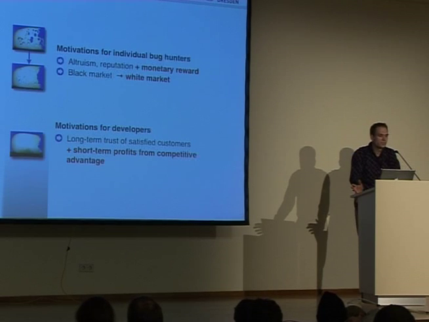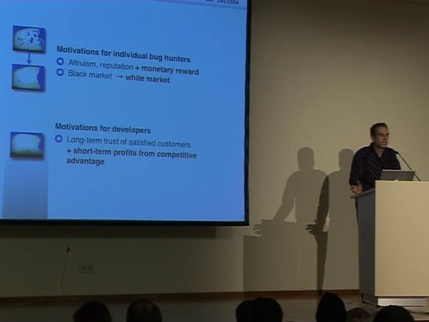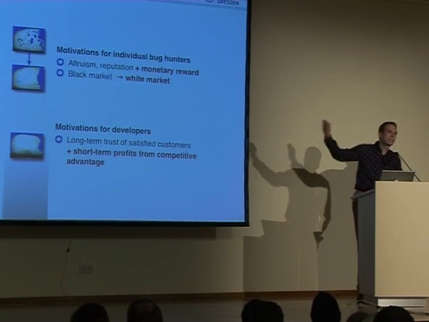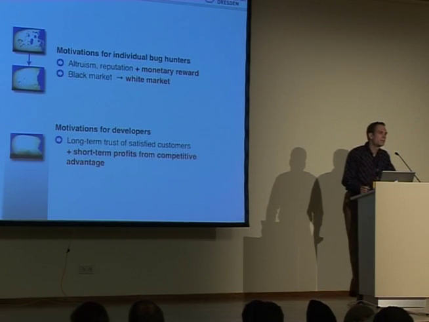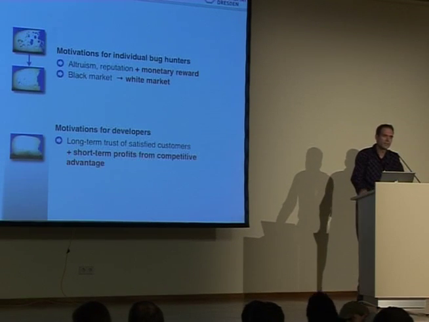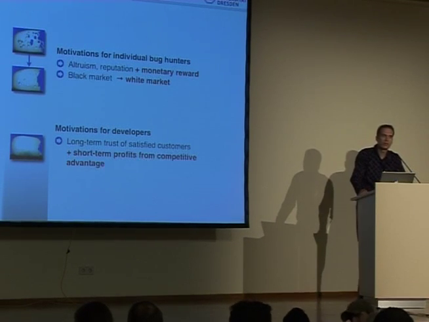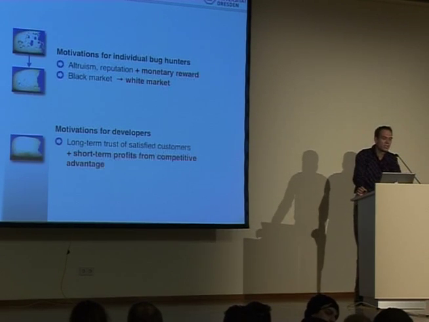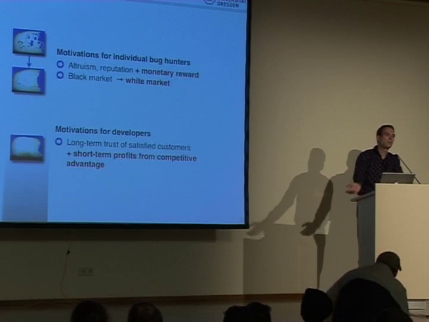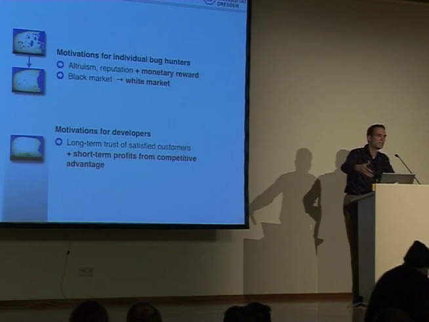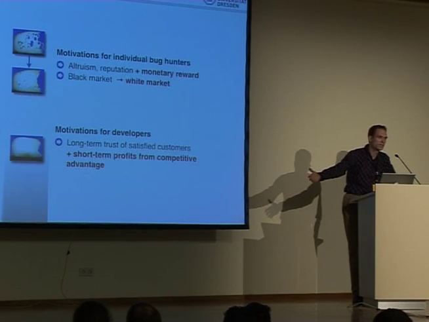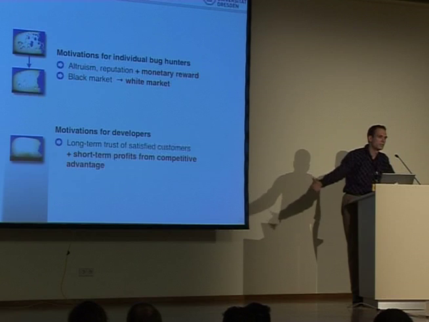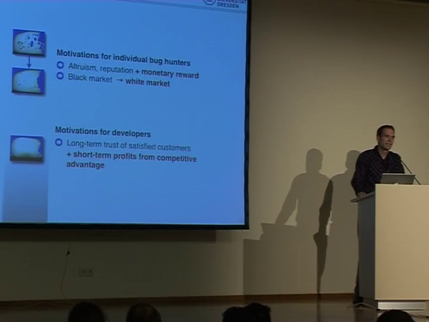Now you have altruism, you can call it reputation incentives, but if you add a monetary reward, there might be even more. And also, if you add a monetary reward, there might be a small, or at least not negligible, chance to convert people who now opt to sell to the black market to sell to the white market, and so basically increase transparency and let the general public benefit.